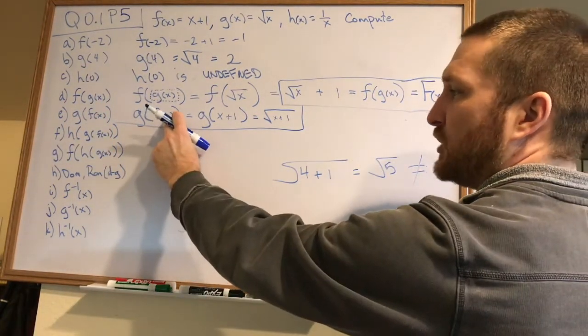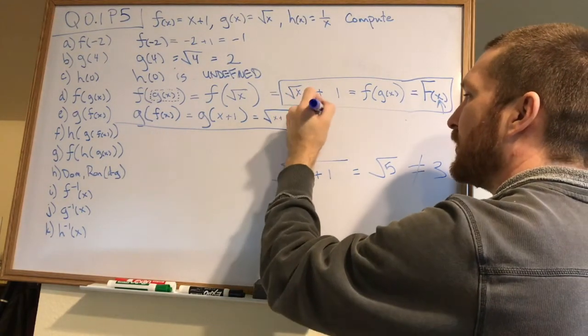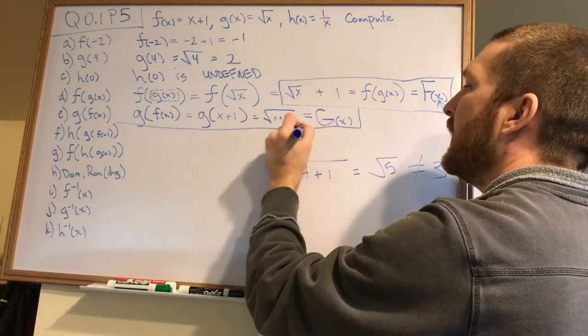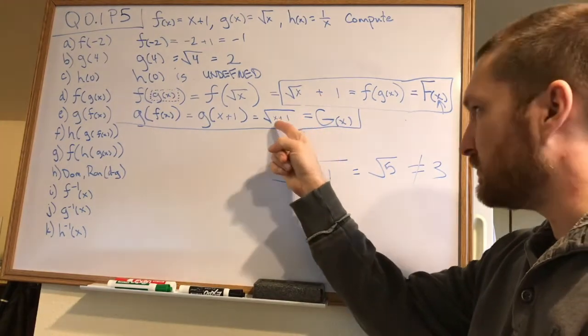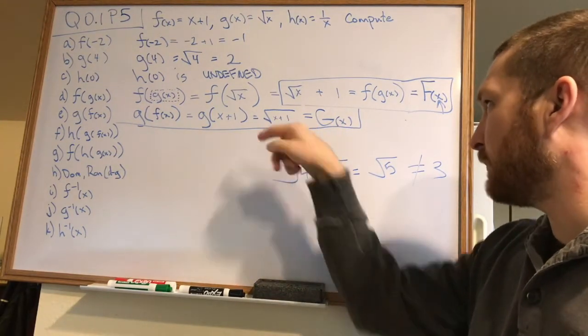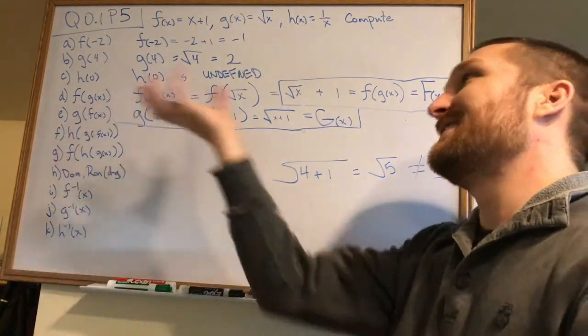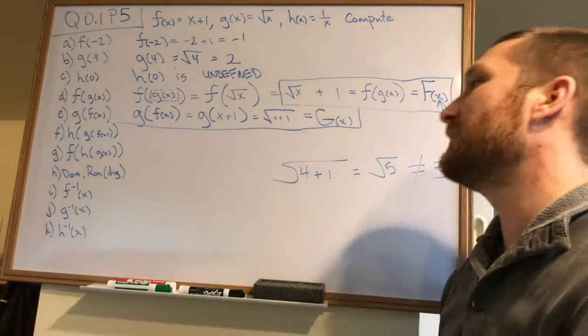So that function, again, if we wanted to, we could give it a new name. We could call it big capital G, or whatever you want. And it's a function in its own right. It's a function where you plug in a number, you do that to it, and that's your output. And it's the same thing as plugging a number into F, taking that output, putting it into G, and then getting a new output out of G.